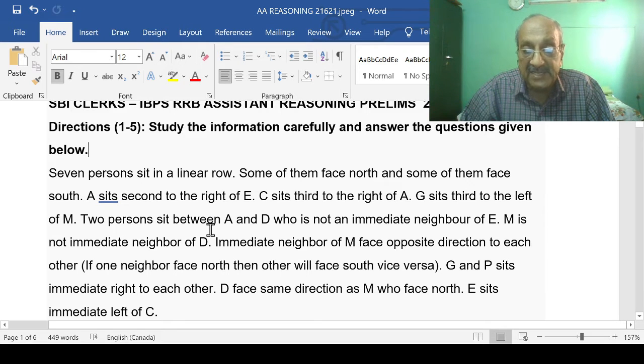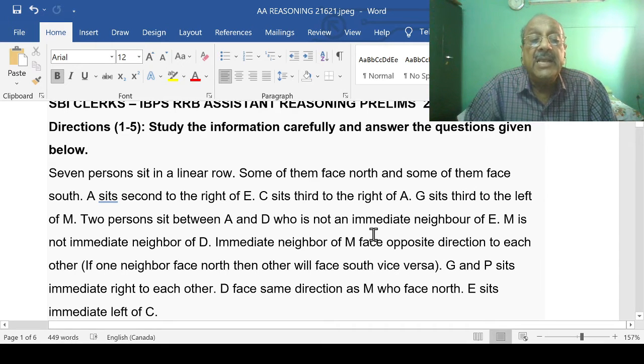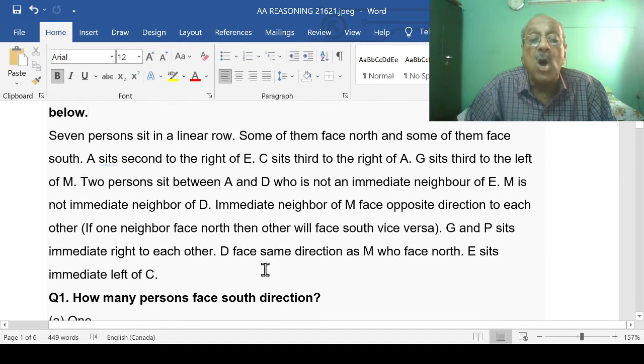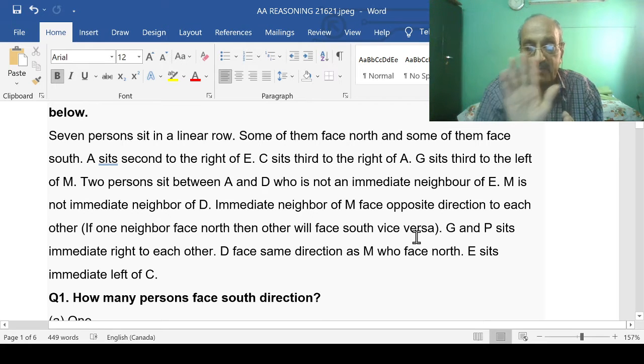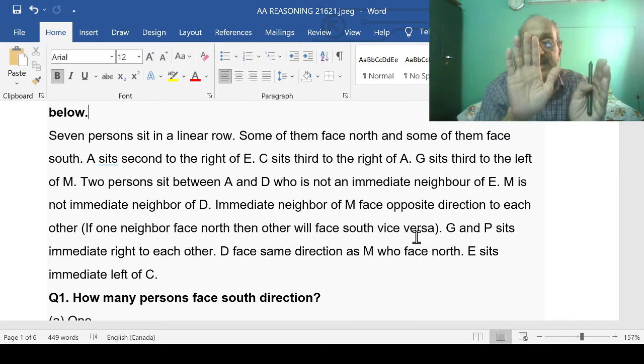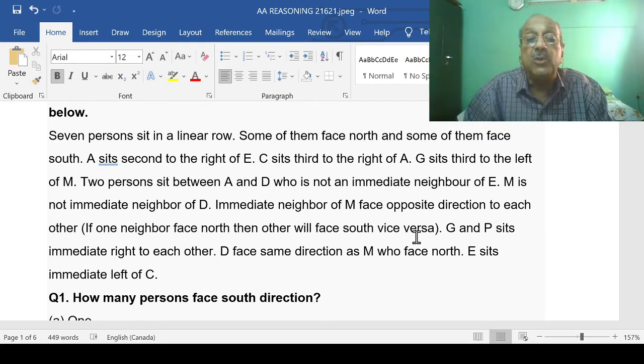Here you have to understand this carefully. D, who is not an immediate neighbor of E. M is not immediate neighbor of D. Immediate neighbors of M face opposite direction to each other. If one neighbor faces north, then the other will face south, vice versa. M is sitting in this place, then one person here, another person here. If this fellow faces north, that fellow will face south.